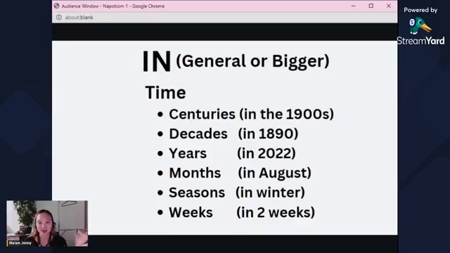Kapag seasons naman, you also use in. In winter, in summer, in autumn, in fall. Of course, kapag weeks. So, I will see you in 2 weeks. In a week. So, usually kapag malaki yung time scope, it's always in. Okay? You don't use, it's my birthday at August or on August. It's in August. Okay? Alright.